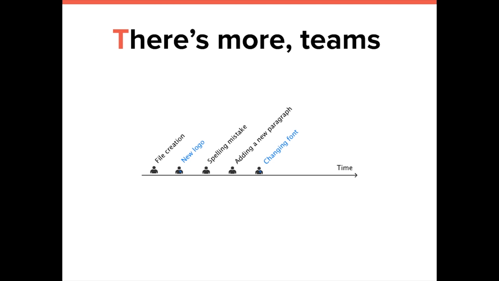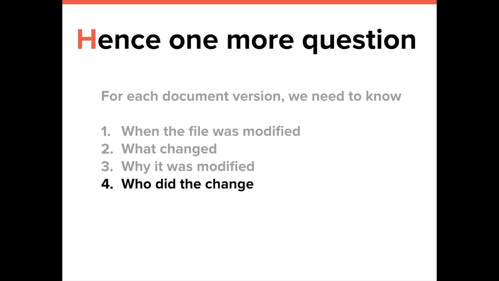And when you work as a team, so when you work on Dropbox or on Google Spreadsheet or Google Document, you have several people actually working on the timeline. So when you do some saving, you're not alone. You have a team. So there is a 4th question you need to answer for a versioning tool, which is who did the change? Who actually worked on the change?